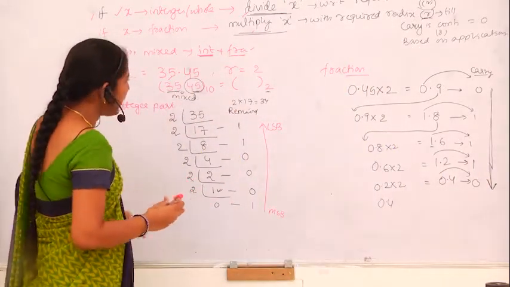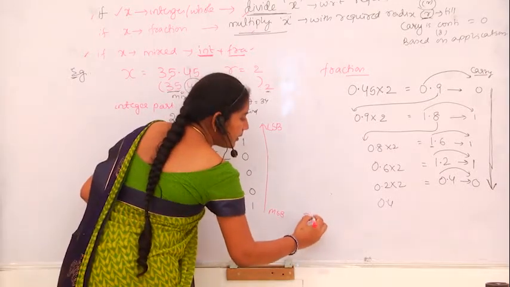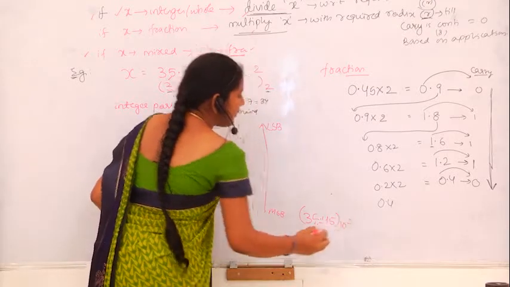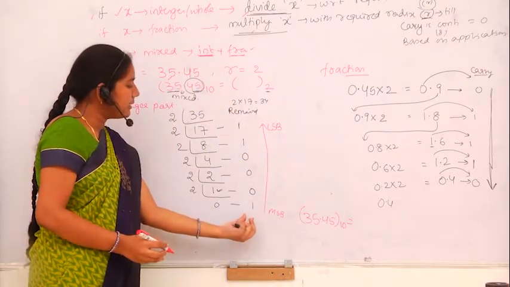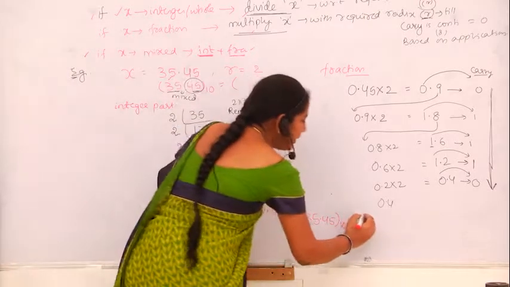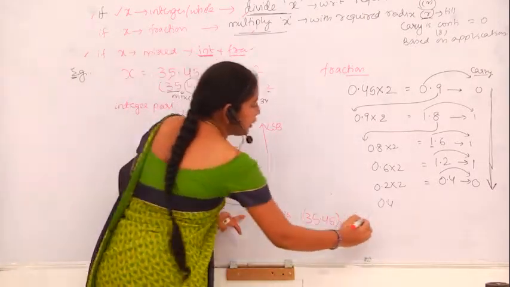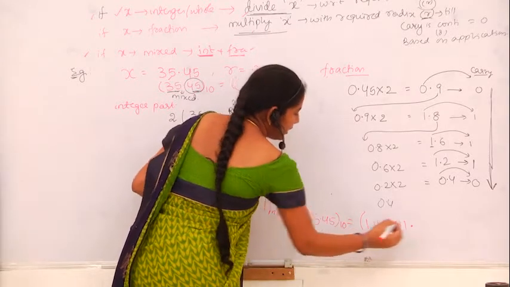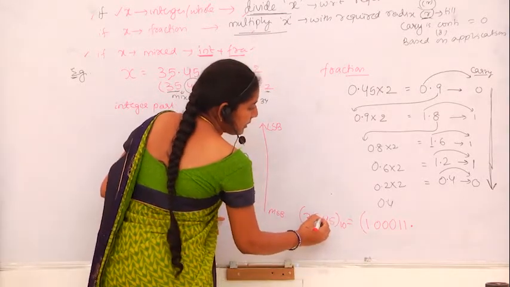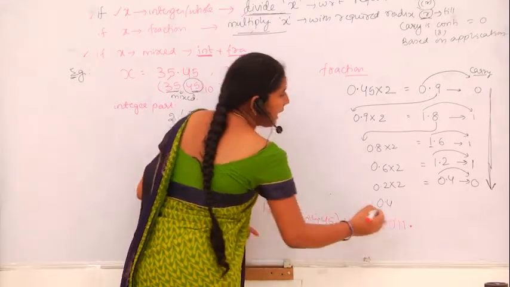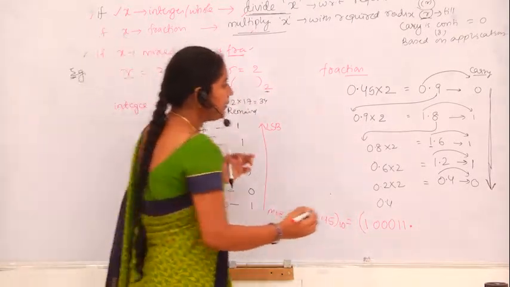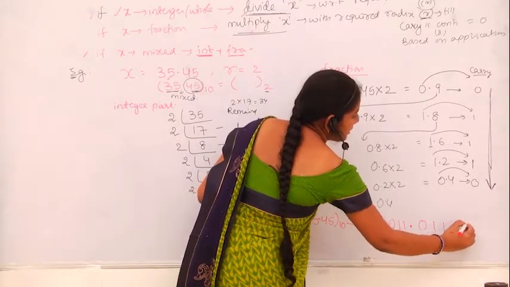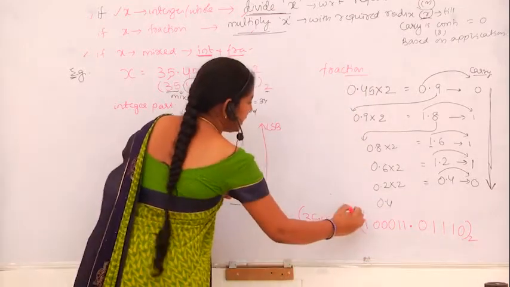Now we need to write the equivalent value. First consider this integer part in upward direction, then we'll have 100011 dot, where this is a decimal point and this is a binary point after conversion. Then we'll have 01110 as the binary equivalent.